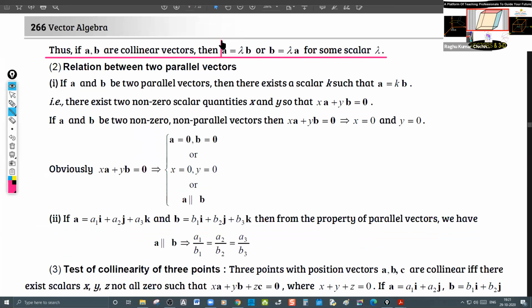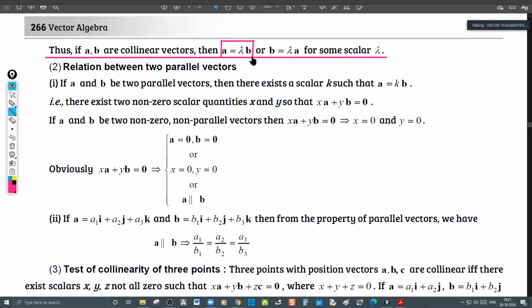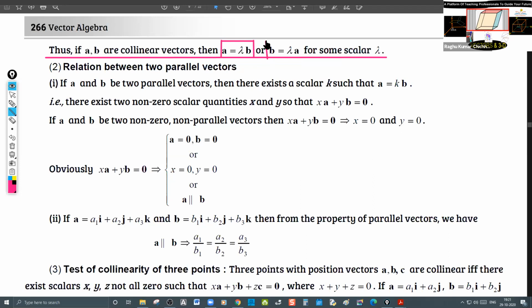That means this is what I explained just now. A is equal to lambda B or B is equal to lambda A, for some scalar lambda. That means there must be a linear relation between them. Similarly, the relation between two parallel vectors will be X A bar plus Y B bar is equal to zero bar, which is the same as that. Both are same. Here lambda value you can give as minus Y by X. If you give lambda value minus Y by X, you will get this. So the condition for coplanarity, parallel and collinearity is one and the same.